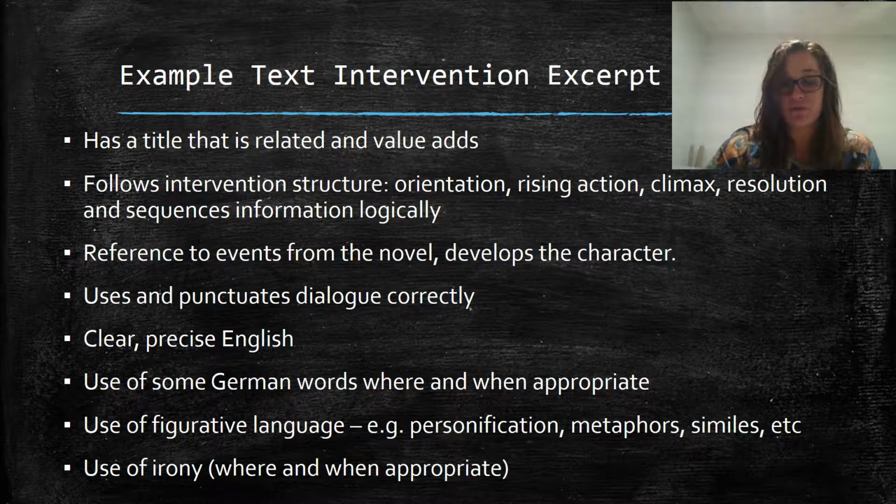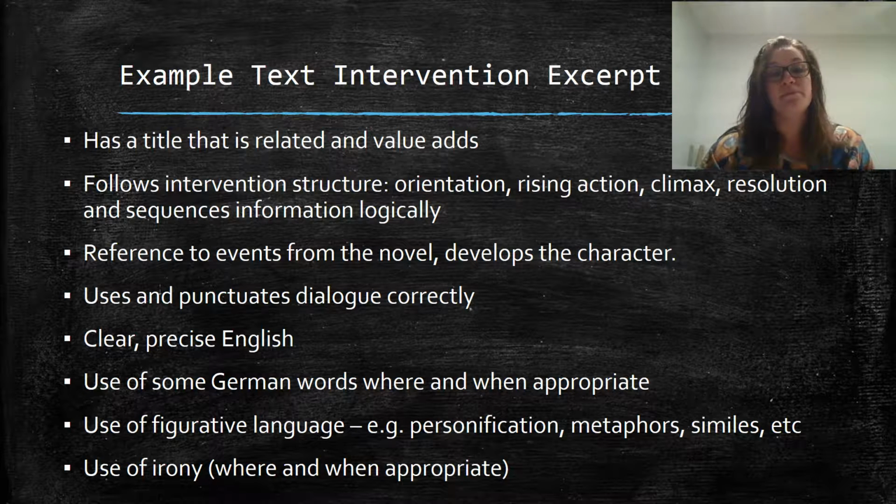You also need to develop your character in your text intervention. You need to make sure you're using some dialogue in there. Please don't overuse dialogue so that it starts to look like a script, but you also need to make sure it's punctuated correctly. You should be using some clear and precise English throughout with only some use of German words where and when appropriate. So look at words that particular characters use perhaps, or how we address other characters, and anything that's used that it's appropriate you should try and use within your own intervention.